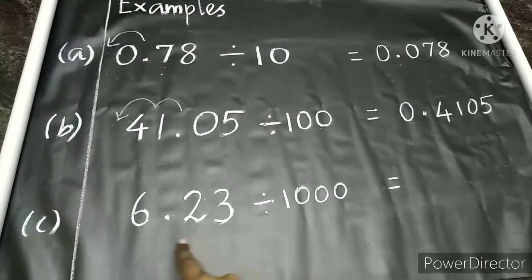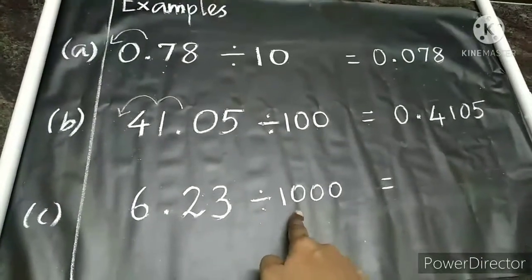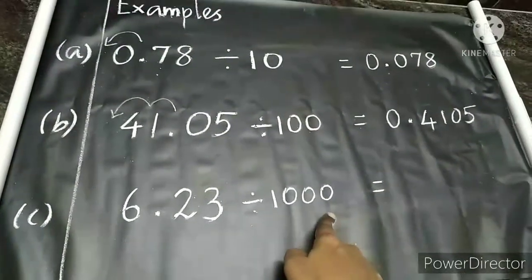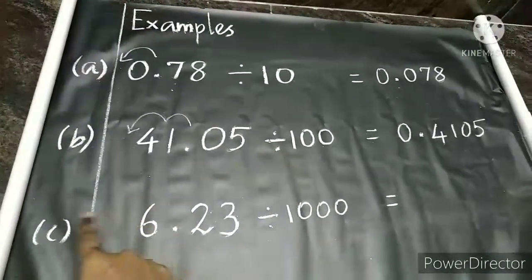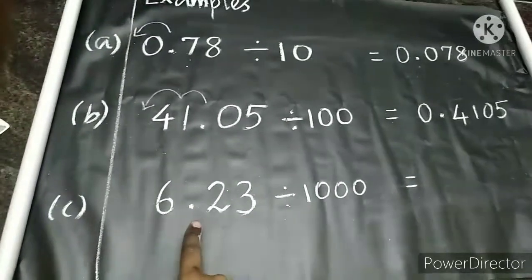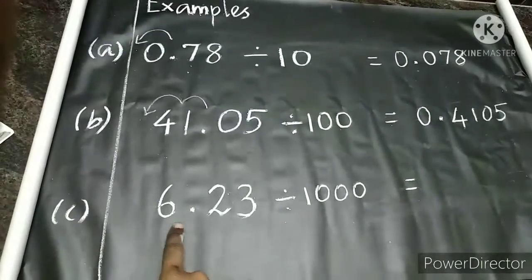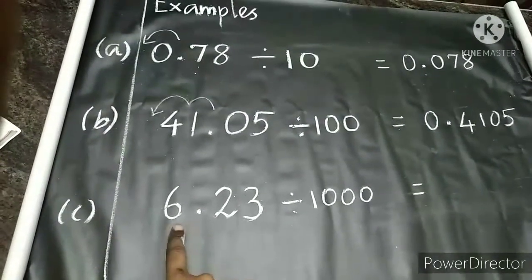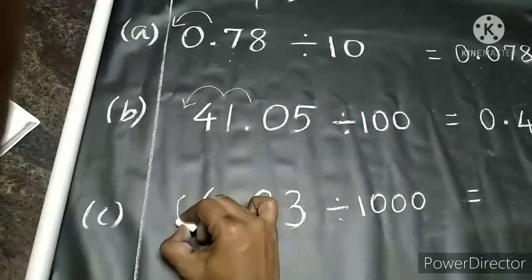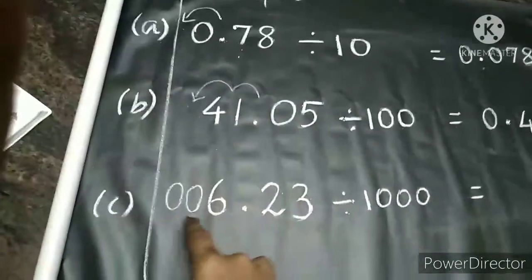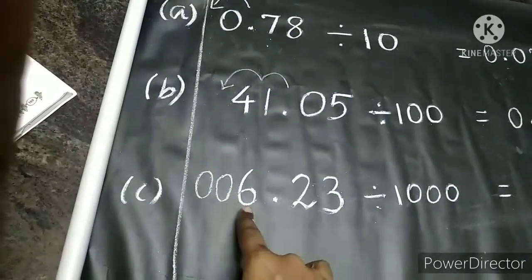Look at the last problem. Divide 6.23 by 1000. Here 1000 has three zeros. So we have to move the decimal point three places to the left. Here look at the left side of the decimal point. Here we have only one digit. So we have to add 0 for the remaining digits. 0, 0. If we add 0 before the number, the value will not change.